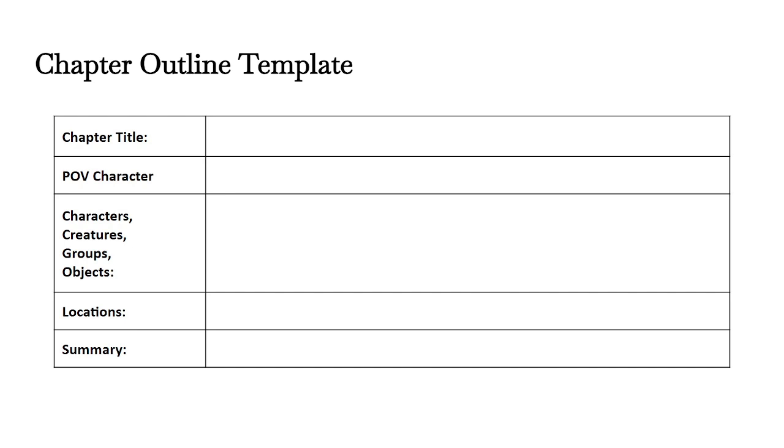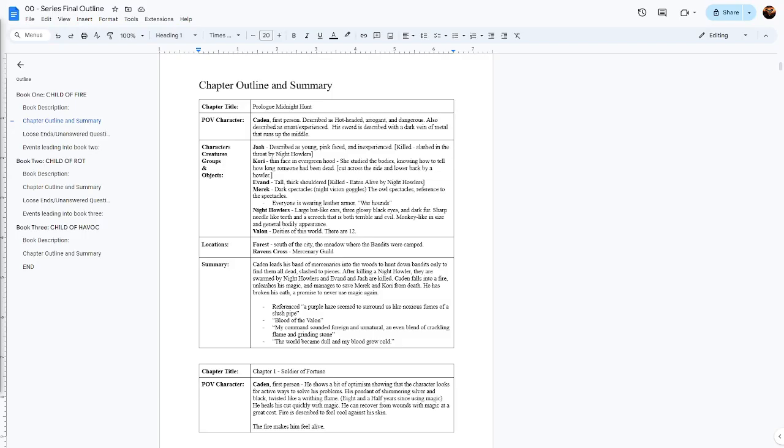And I think it would be really cool to demonstrate what I've done. So let me pull up my other screen and show you exactly how I implemented this for one of my books. All right, so pulling this up, this is the chapter outline and summary that I created for my first book, Child of Fire. So in the first section, you can see the chapter title is my prologue. My point of view character is Caden.